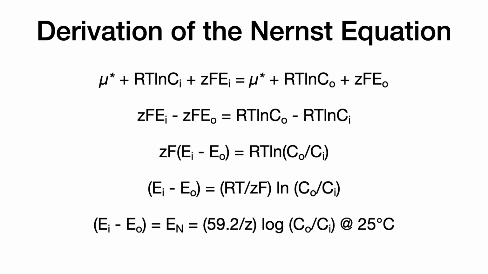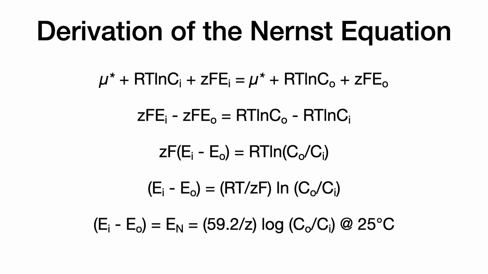This is a logarithmic maneuver, and if you're not familiar with logs, I'm sorry, but this is how you can simplify the equation. We bring the ZF over to the right-hand side of the equation now, and we have EI minus EO. So that's the electric potential on the inside minus the electric potential on the outside, which is equal to, and again, combining like terms, we bring over the ZF. We have RT over ZF times the natural log of CO divided by CI.